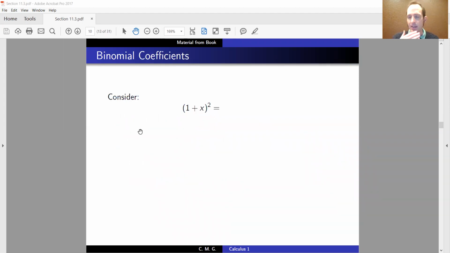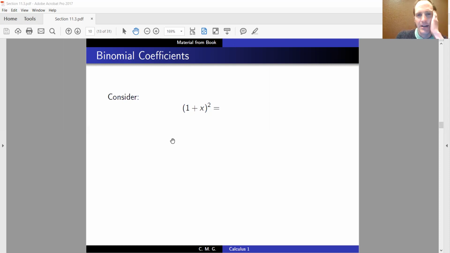All right. So I want to think a little bit about the next thing. The next thing is another way to look at a Maclaurin series, except we're going to use what's called binomial coefficients. So I want to think about these things a little bit.